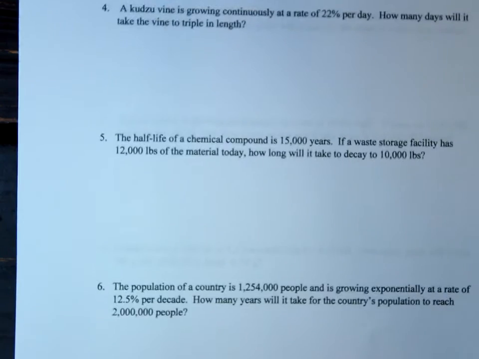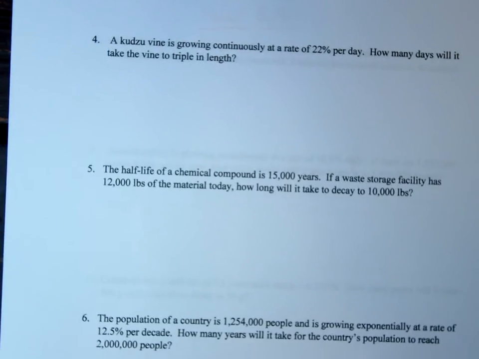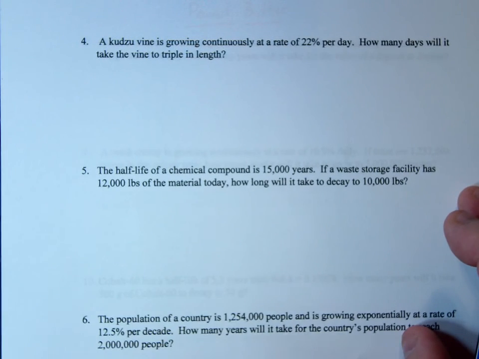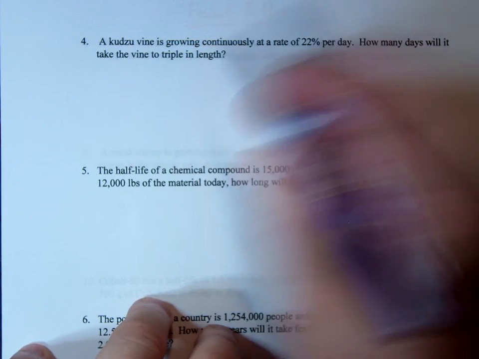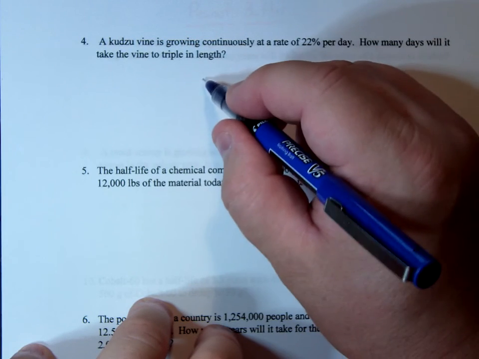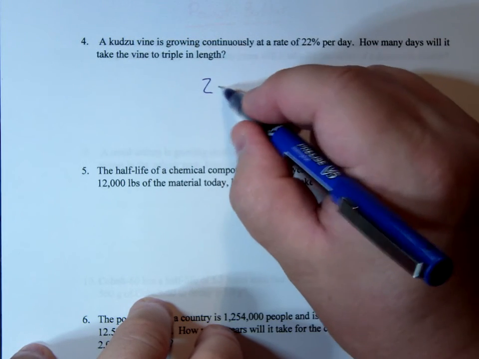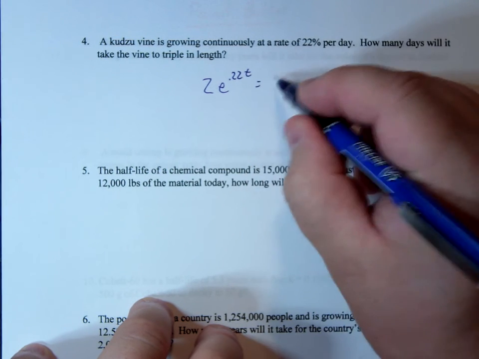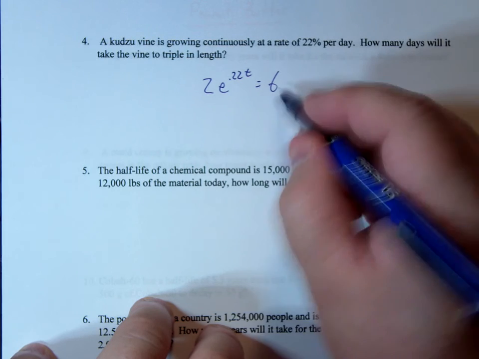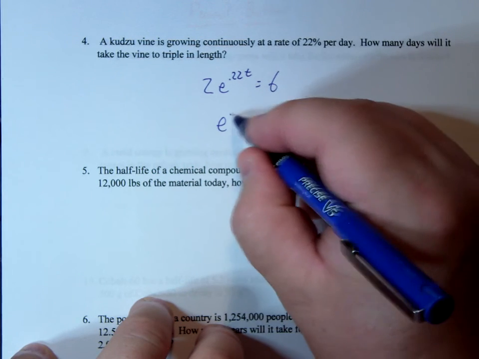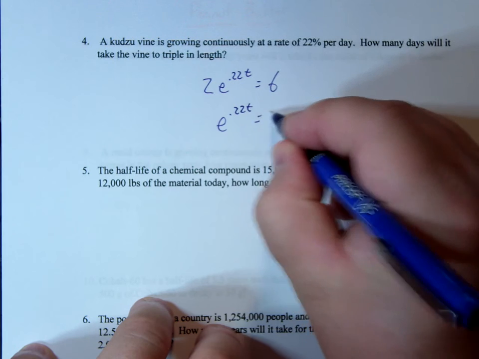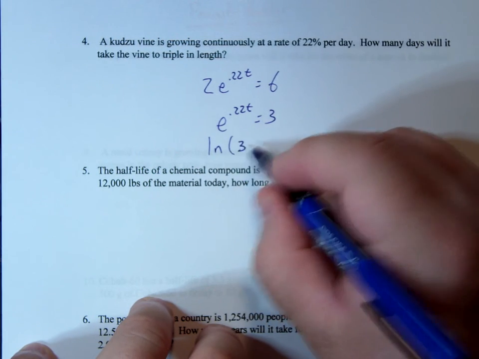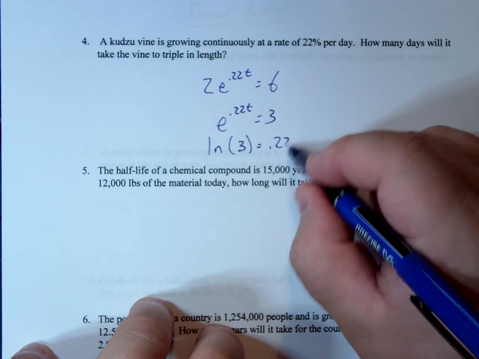Number 4, getting that kudzu vine problem, but now it's continuous. So it's P e to the rt power. How many days will it take to triple? Like I said, pick any value you want. If you started with 2 at a rate of 0.22, it would triple at 6. When you divide by 2, that's going to equal 3 for tripling. The natural log of 3 equals the exponent.